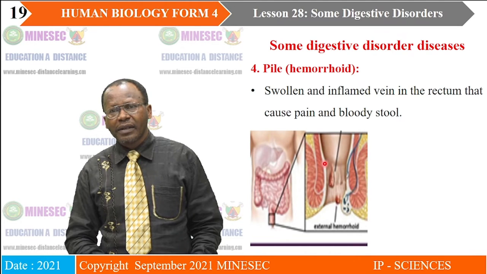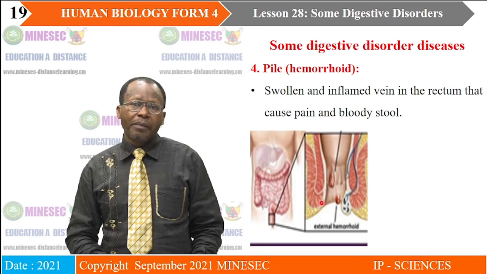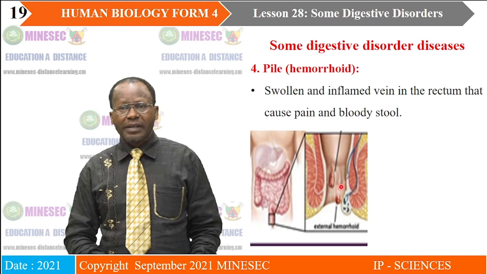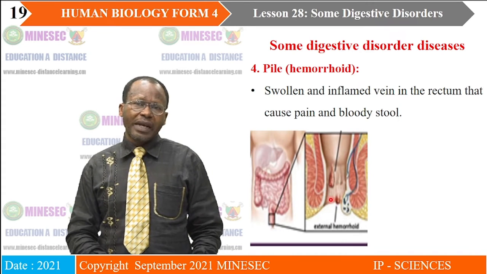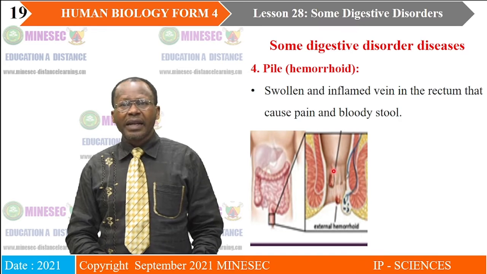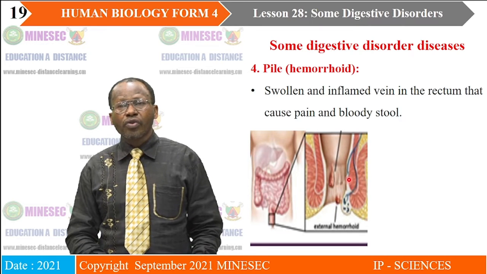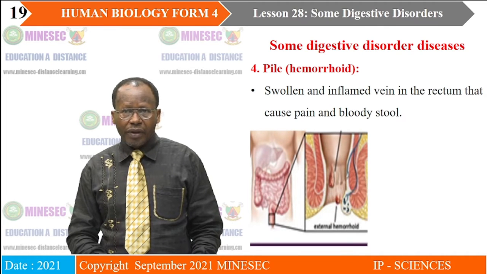You see it. And when it inflames like this, it can lacerate. There can be wounds on it. When it is wounded, blood will come out with the feces. When the person is defecating, he has difficulty sending out stool, and when feces is being forced to come out, there's the likelihood that it will cause wounds on this inflamed area. When it is wounded, you now find blood coming out with the feces.